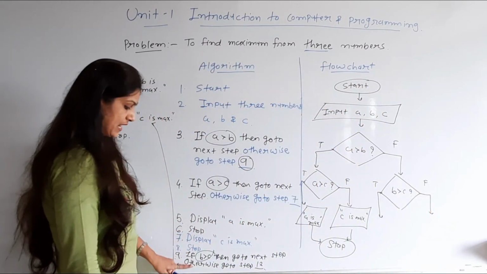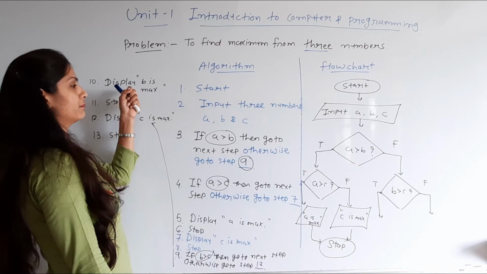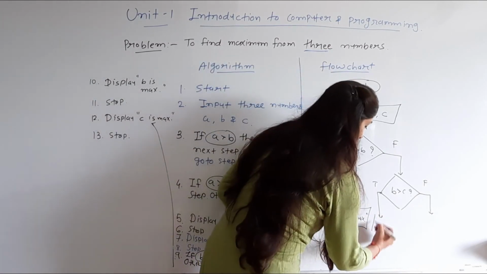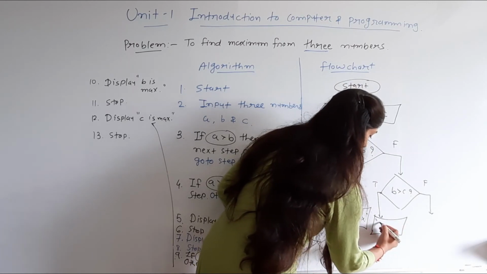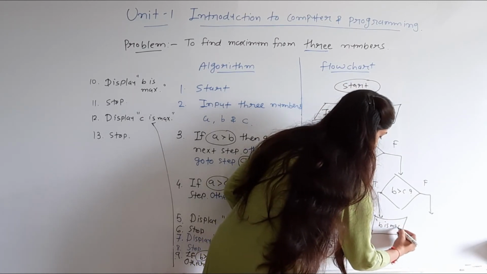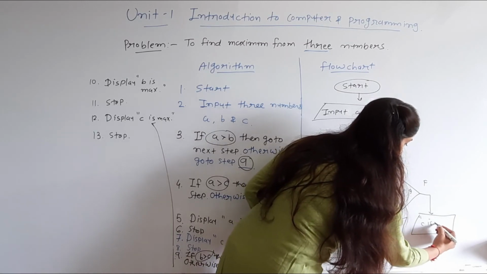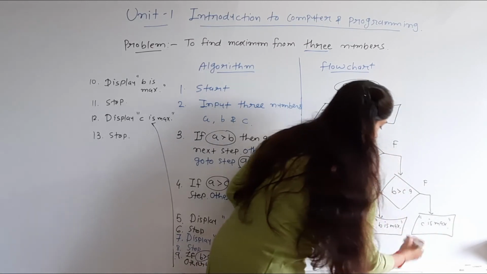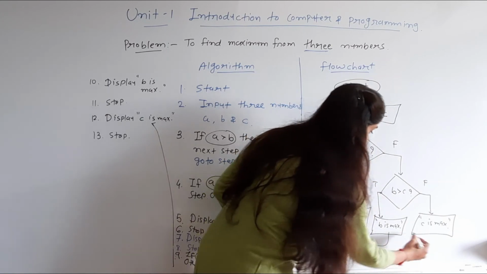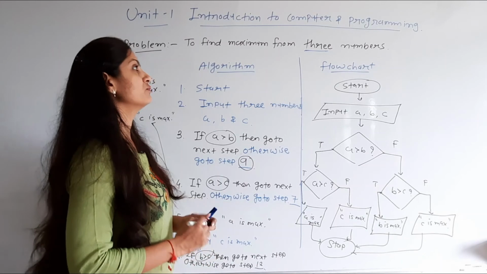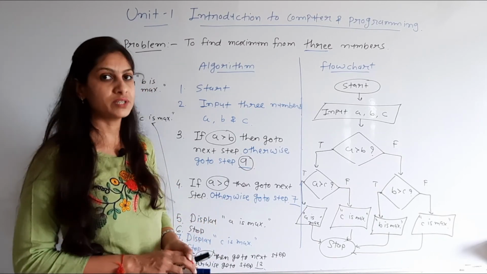If true, then jump to the 10th step, B is max, otherwise C is max. So here the answer is B is max, and here the answer is C is max, and both of them also go to stop. So this is the flow chart for how to find the maximum of three numbers.